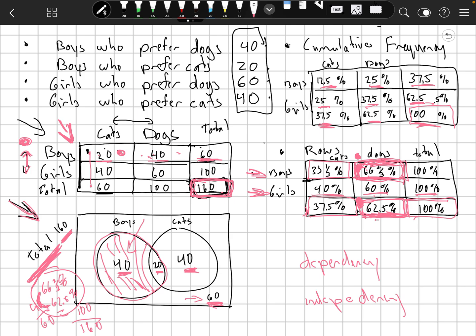Well, I hope that this helps you a little bit in understanding how we can start to compare two variables using either a frequency table or a Venn diagram, or a more specific frequency table like a row frequency table or a cumulative frequency table.